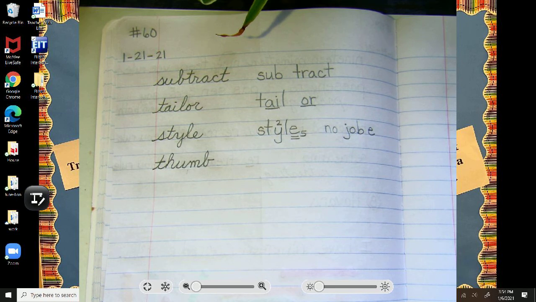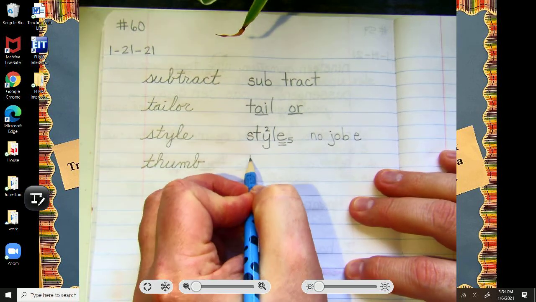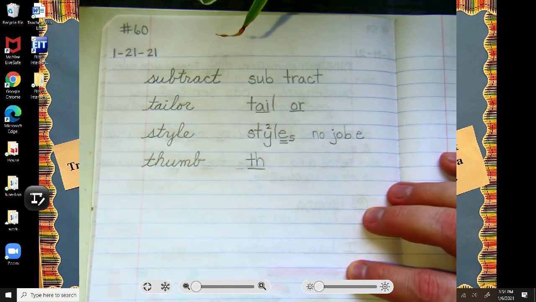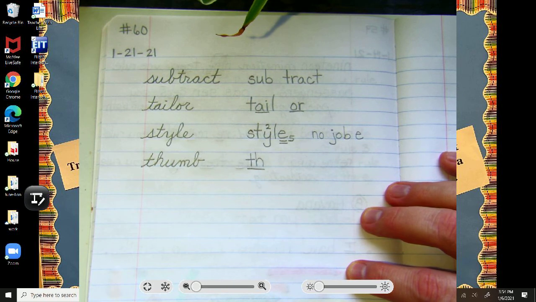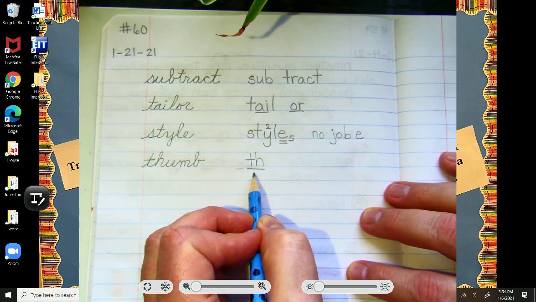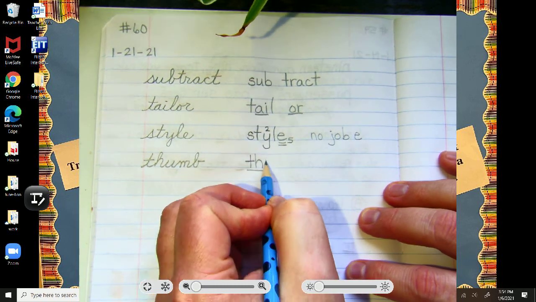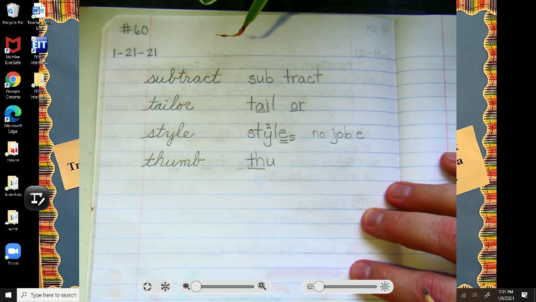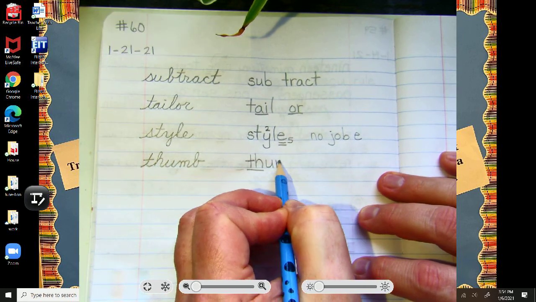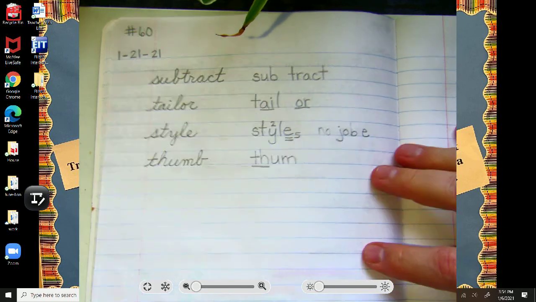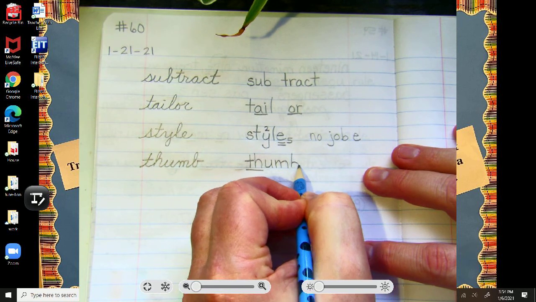All right, how many syllables in thumb? 1 is correct. Our first sound is a multiple letter phonogram saying its first sound of th. This word's not sumb, it's thumb. Some of you might have missed that. Our next sound is the first sound of u. But scholars, this is not the dictionary spelling of thumb. Thumb ends with a silent B.